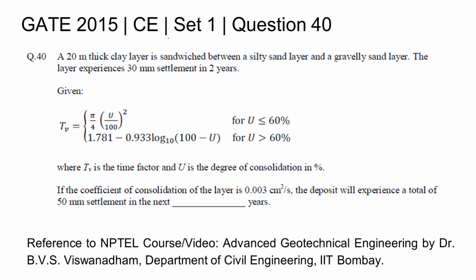GATE 2015 Civil Engineering Set 1, Question number 40. A 20-meter thick clay layer is sandwiched between a silty sand layer and a gravelly sand layer. The layer experiences 30 mm settlement in 2 years.